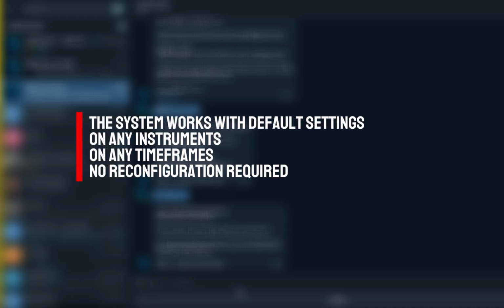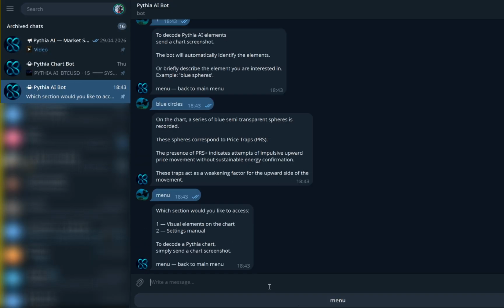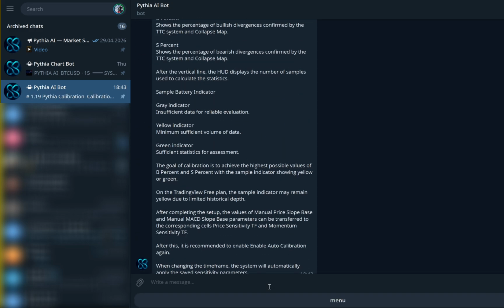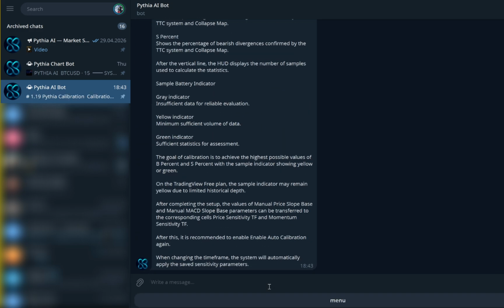An important point: the system works on most assets and time frames using default settings. Multi-time frame analysis takes only a few minutes. You do not need to spend time optimizing parameters for every instrument. If desired, the bot can also provide recommendations for customization.